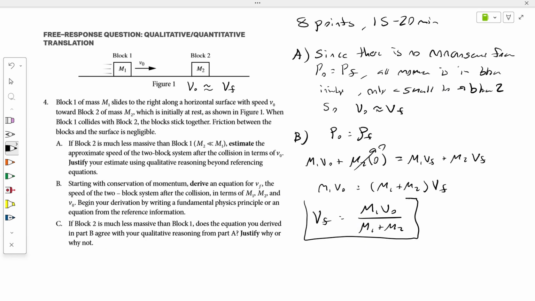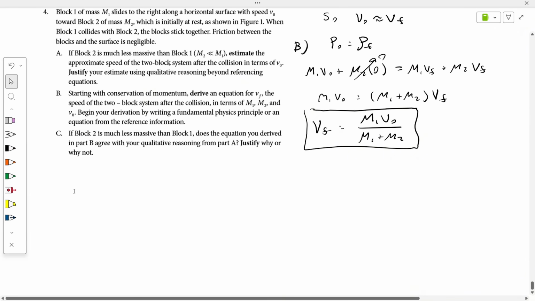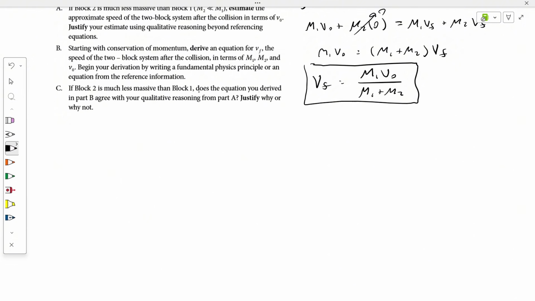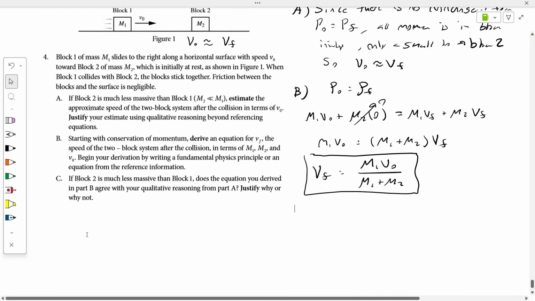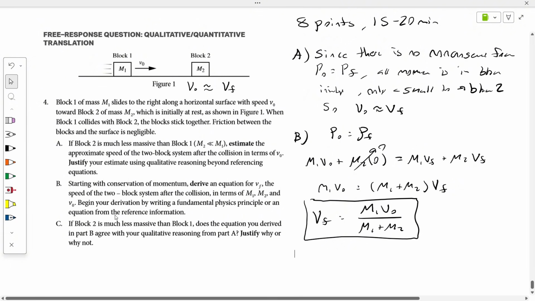And that's our equation. Okay, and the last part says block 2 is much less massive than block 1. Does this equation agree with the reasoning we gave in part A, and justify why? The reasoning we gave in A was that when block 2 is much less massive, it's not going to have as much of an impact because of the momentum. So this equation does agree, and it should agree if we're correct on part A.